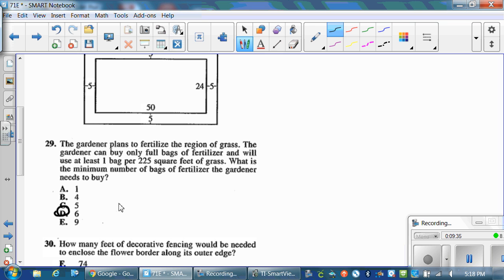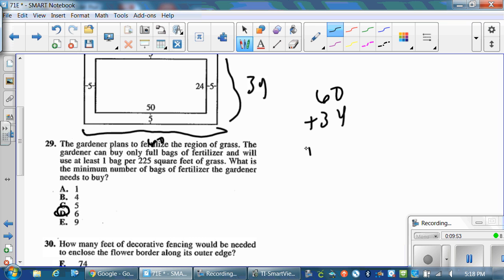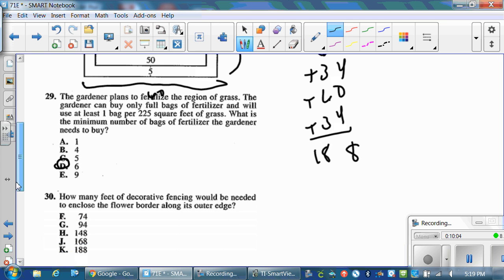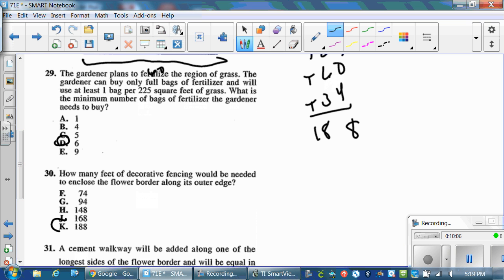How many feet of decorative fencing would be needed to enclose the flower border along its outer edge? All right, they've told me that this is 60, right? Because I'm adding 5 on, it was 50, I'm adding 5 on both sides, and this is 34. So I'm going to have 60 plus 34 plus 60 plus 34, or 2 times 60 and 2 times 34, but 6 and 3 is 9. This will be 188 feet of fencing to go all the way around the outer border. So my answer is going to be K.